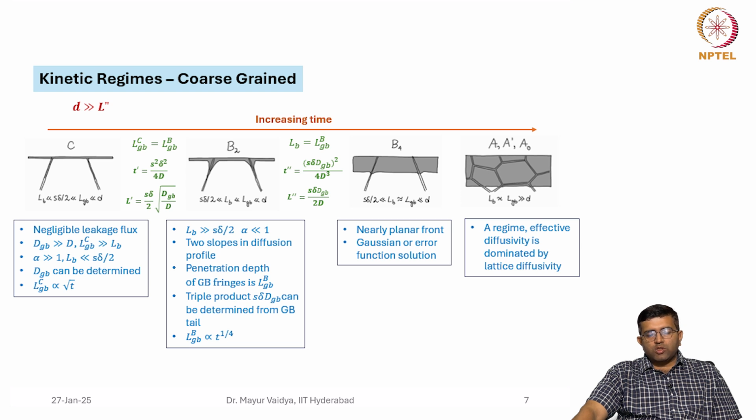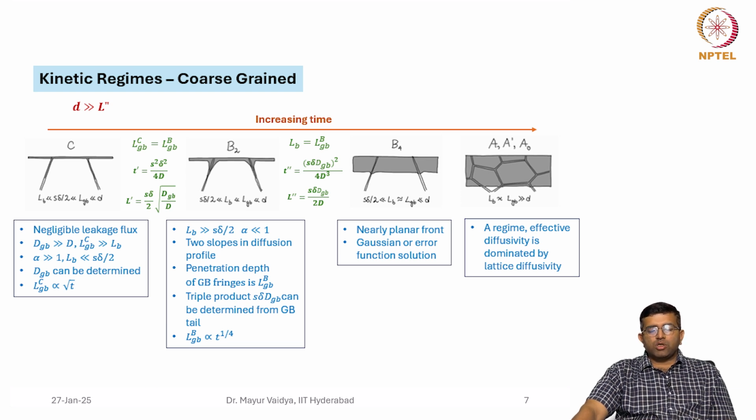So, you see two slopes in the diffusion profile now, and the penetration depth of grain boundary fringes is LGBB, and the triple product can be determined from the grain boundary diffusion tail. And this length LGBB, which we have defined previously, is proportional to T to the power 1 by 4. Remember, in the C kinetic regime, it was proportional to root T. Here it is proportional to T to the power 1 by 4.